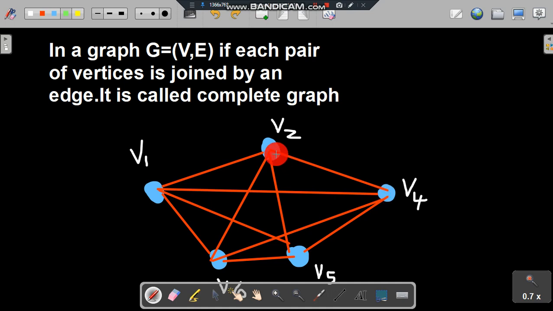Okay, so what is your understanding? In a graph, if each and every pair of vertices is connected by an edge, then that graph is called a complete graph. No pair should be without connection. All should have a connection with the other vertices. Such a graph we call a complete graph.